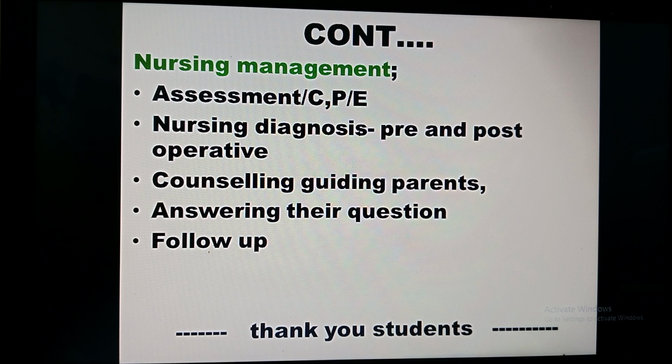So hope students you understood. For the nursing management, always as a medical student, nursing student, you have to refer to the book, okay. By referring, you have to try to gain the knowledge. So refer to the book for every nursing management, every disorder, okay.